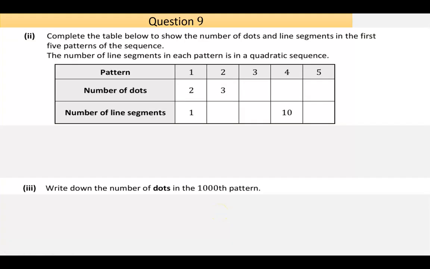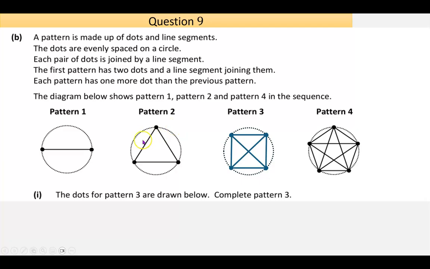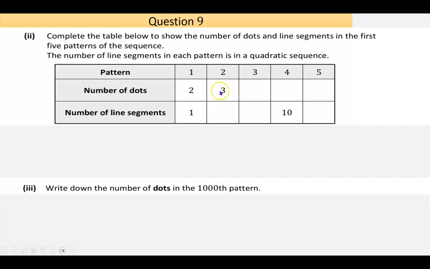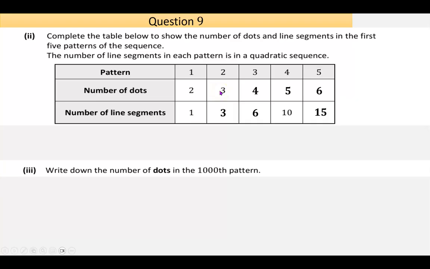Now, part 2 says complete the table below to show the number of dots and line segments in the first 5 patterns of the sequence. The number of line segments in each pattern is in a quadratic sequence. And they give us some answers. So the first one has 2 dots, 1 line joining them. The second one, if you look back at the diagram, has 3 dots and 3 lines. So 3 dots, 3 line segments.